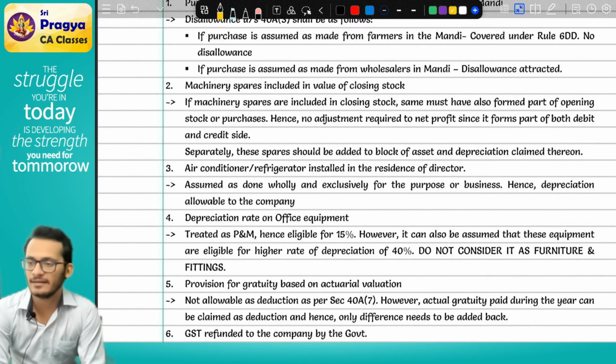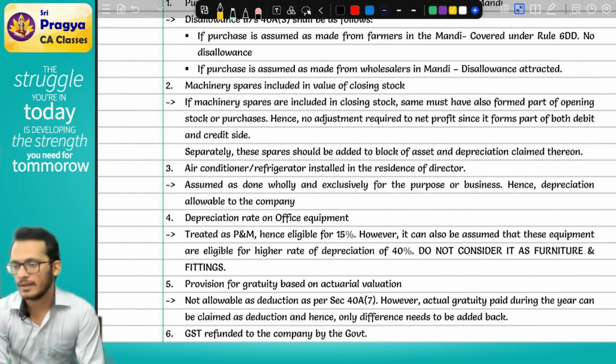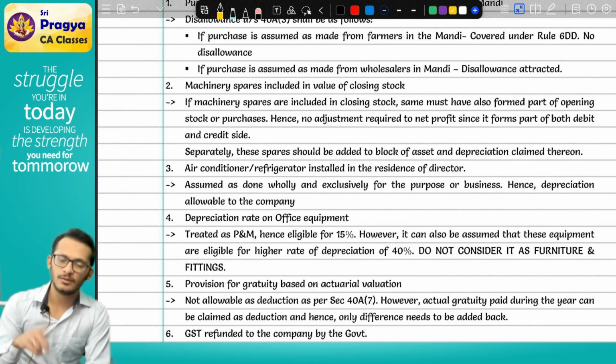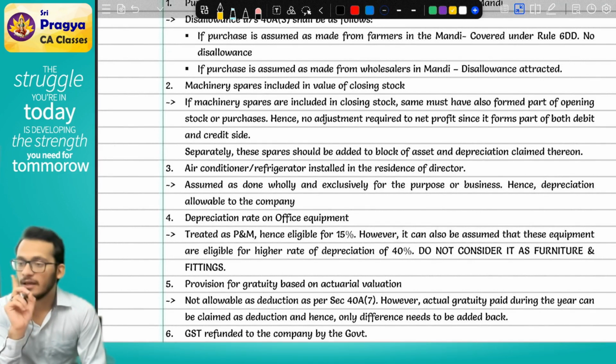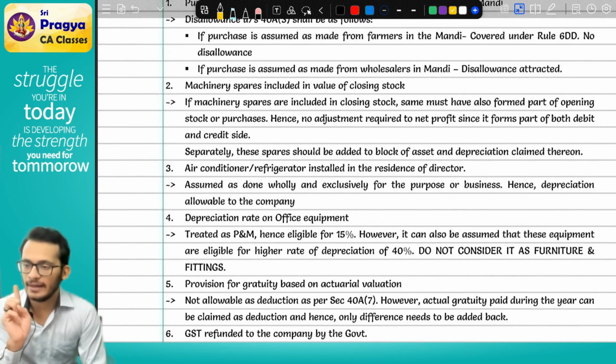So this means this is an expense incurred fully for the purpose of business, and hence it is allowed as a deduction. This was not a personal expense, because the person involved is a director.